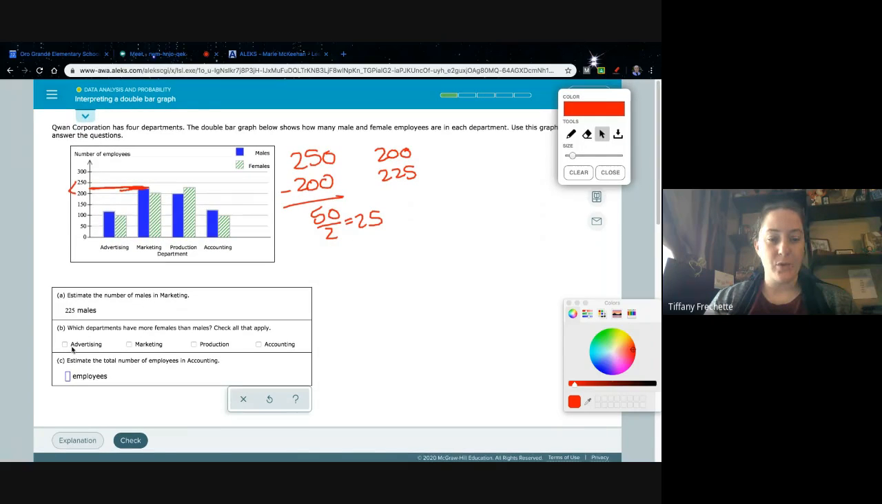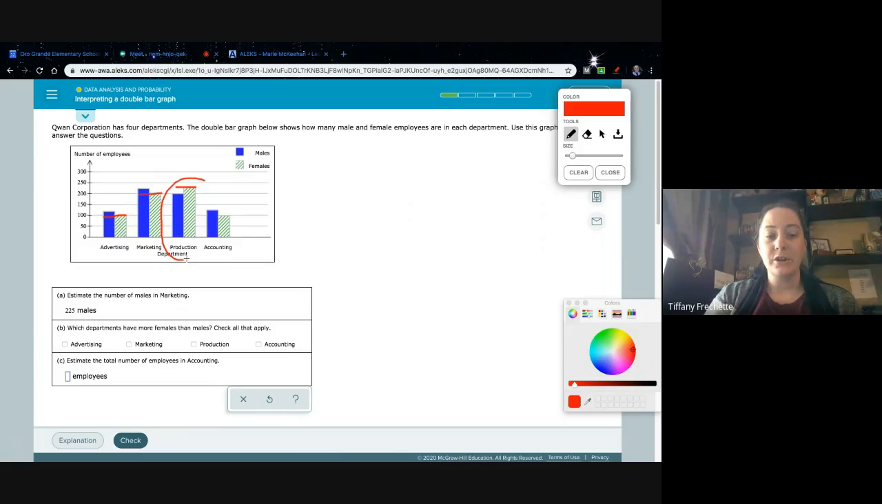Which departments have more females than males? All right, so more females than males. We want the green bar to be taller. So this one's not taller, nope. This one's not taller, so nope. This one is taller, so production works. And this one's not taller, so we wouldn't use that one either. So only production. All right.